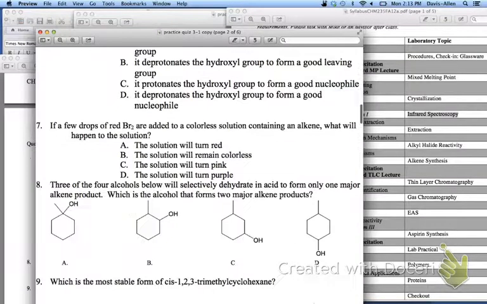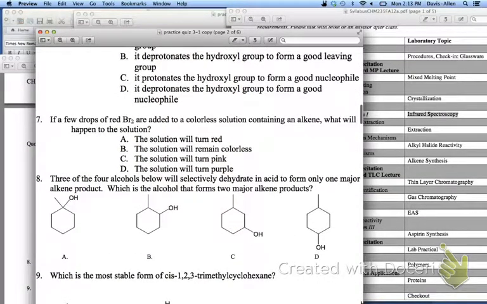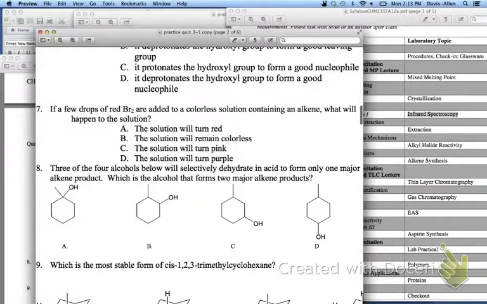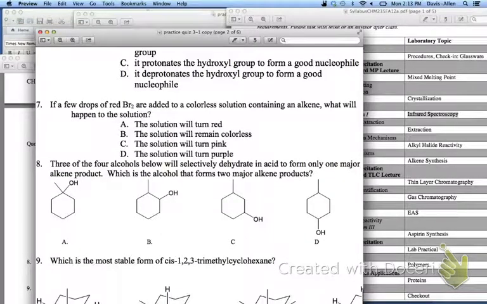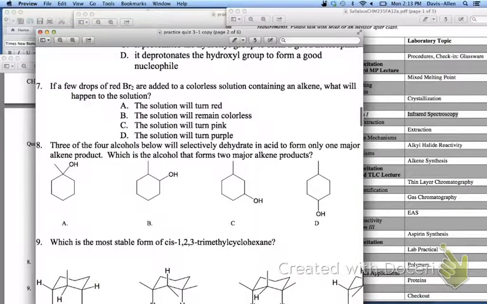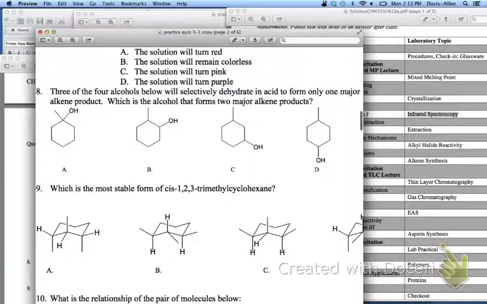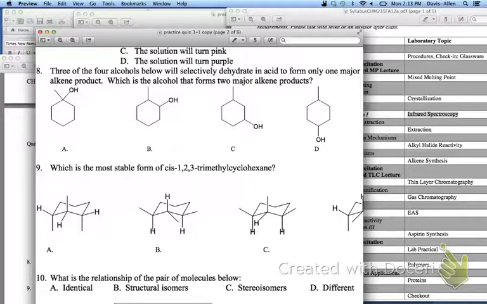What was this experiment? I can't remember the name of the experiment that was in. Alkene preparation, or alkene synthesis is what this says, the syllabus. What happens with the 4 alcohols? So now it's asking which will selectively dehydrate to form only one major alkene product. So when you did the elimination, we'll always form the Zaitsev's product.